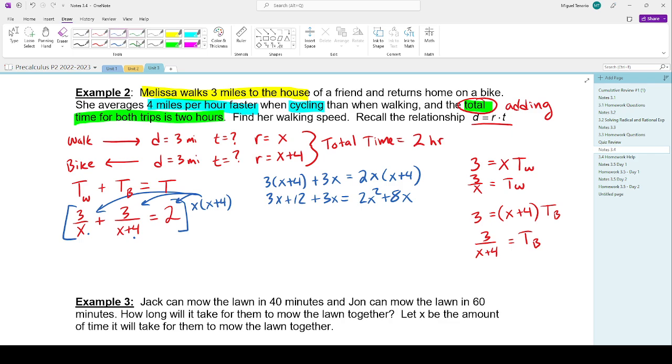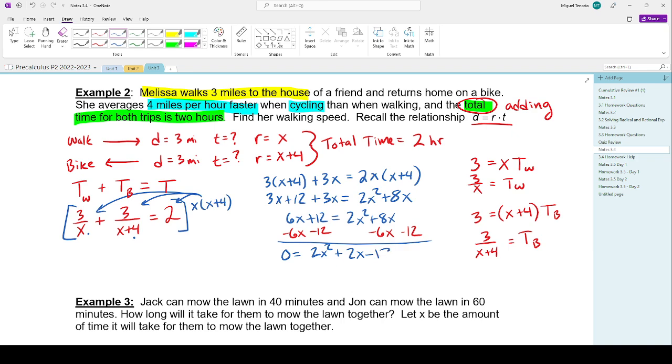Let me actually combine like terms first before I do that. So I'm going to have 6x plus 12 equals 2x squared plus 8x. So now subtracting 6x and then subtracting 12, we are going to have 0 equals 2x squared plus 8. Oop, I totally went too fast.